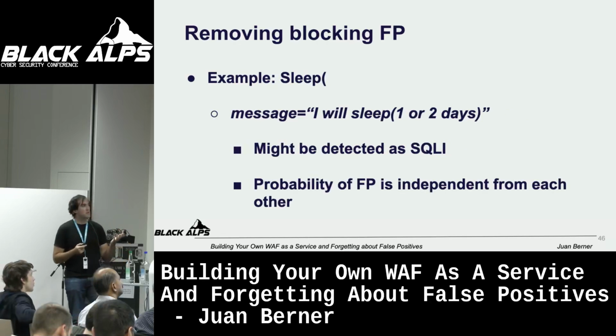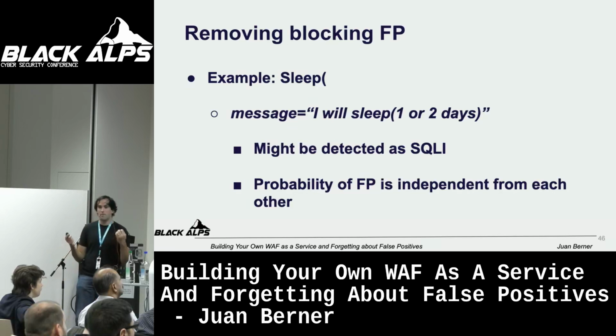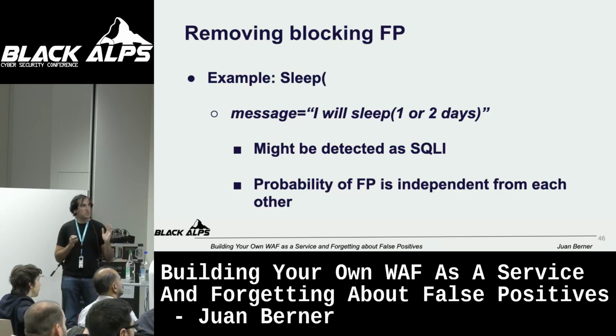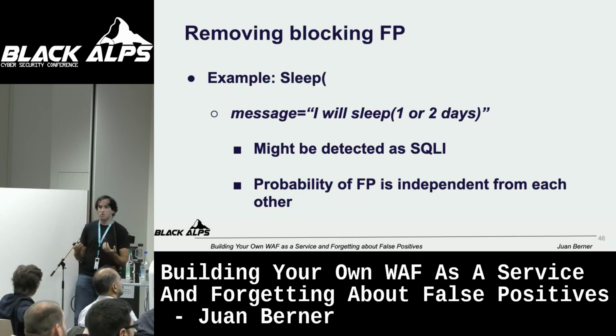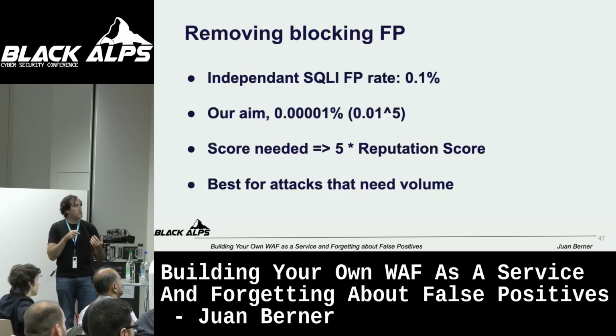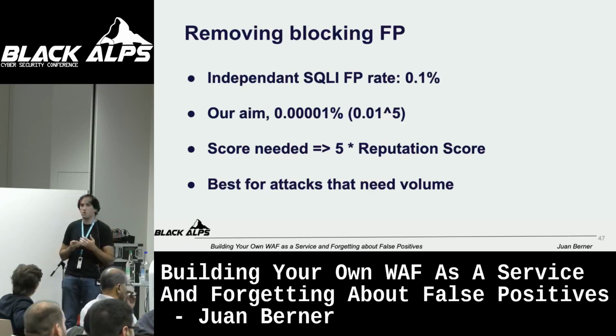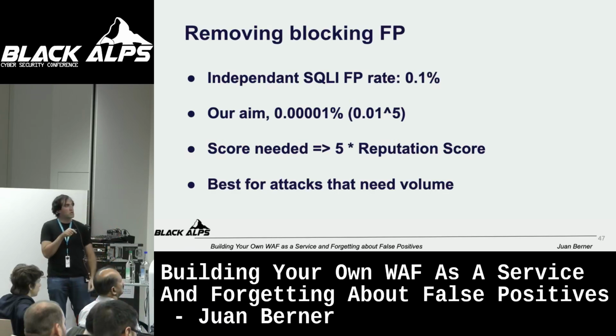And this is an example of what I mean by that. Let's say that we have on the chat endpoint a message that says, I will sleep for 1 or 2 days. If you have a regex which is actually looking for sleep, it's going to think this is an attack. Now, SQL injections, in particular blind SQL injections, need a lot of requests to be able to actually find a vulnerability. So if you look at the probability, and we say we have a very bad rule, so 1 out of 1,000 requests is going to be incorrectly considered a false positive. But we want to get to this number, so 0.0001%.